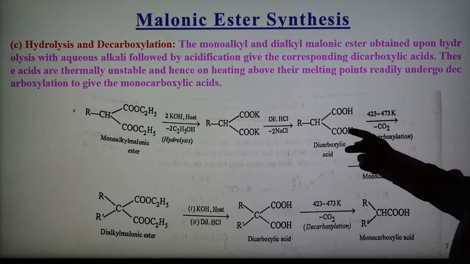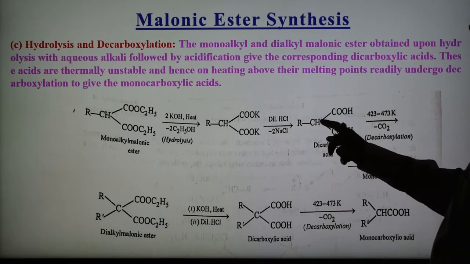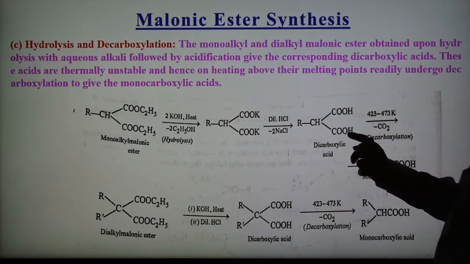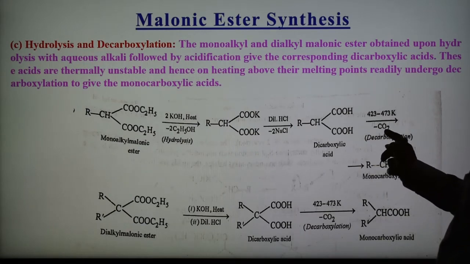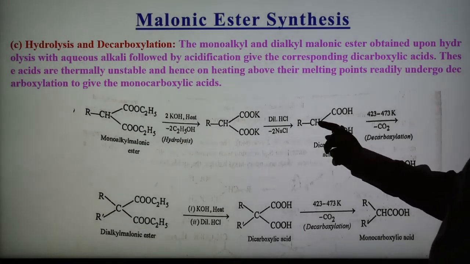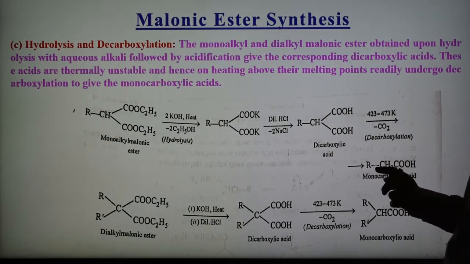The two carboxylic acid groups on one carbon are unstable, so a molecule is lost. After this, decarboxylation takes place with the loss of CO2. So the compound RCH2COOH is formed.